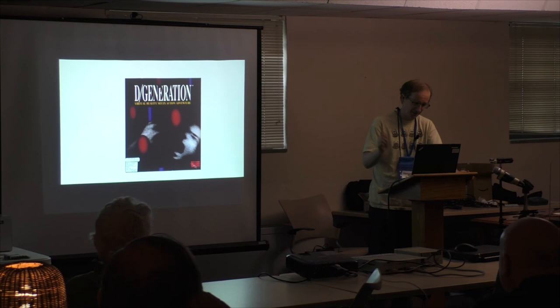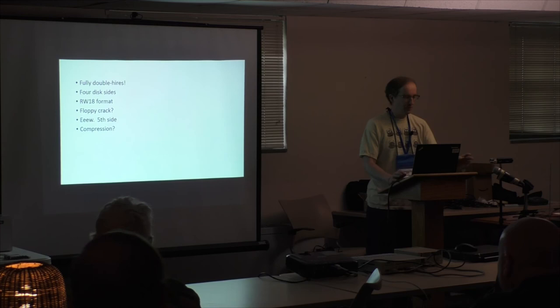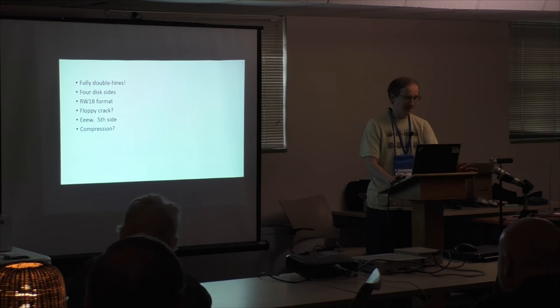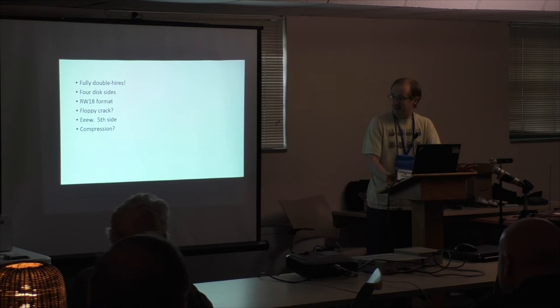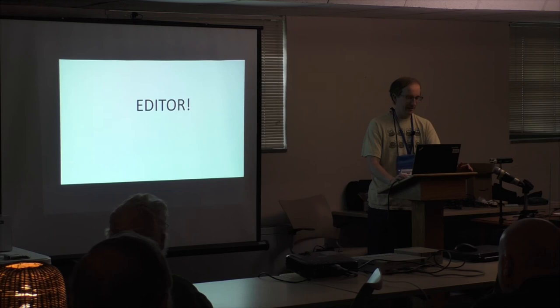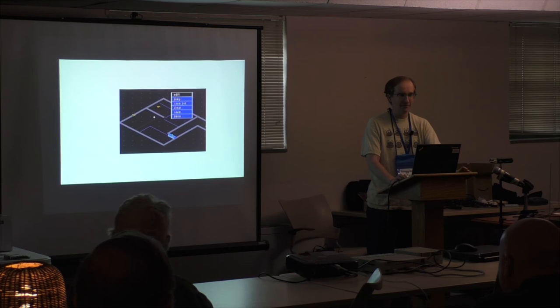But anyway, the original Apple II version was fully double high-res, came on 4 disk sides, completely RW18 sector format, so a floppy crack would have needed a 5th side, like the Prince of Persia cracks we saw originally. I considered doing compression to get it back onto the 4 sides, except that there's a built-in editor. You can edit every element of the game, every level, every room in the game.